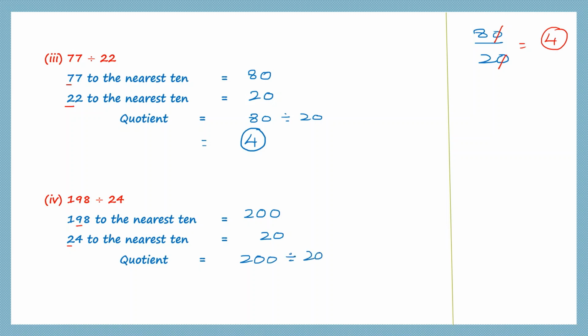Let's do that division. 200 divided by 20. Now we can cancel only 1 0. And now we have 20 divided by 2. So 2 tens are 20. So the quotient here is 10. So that is our answer for this question. That is 10.